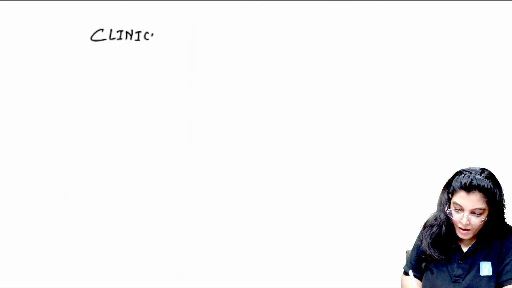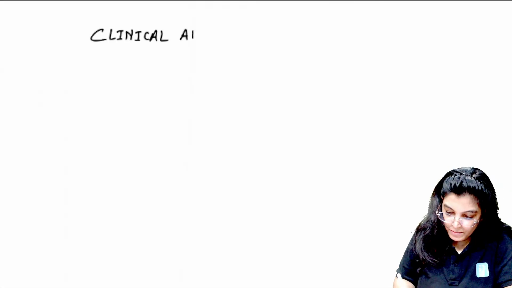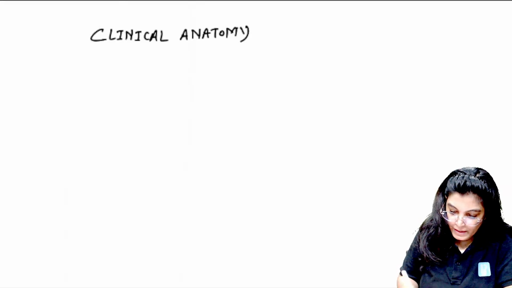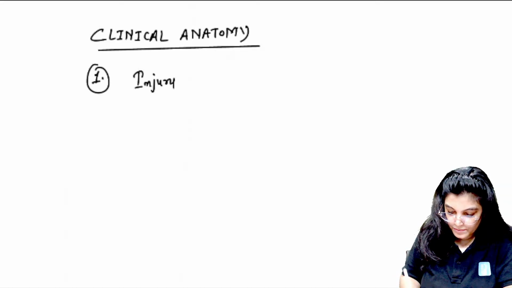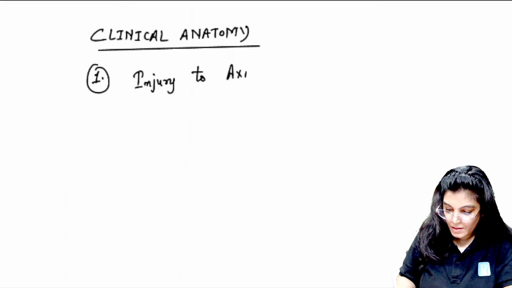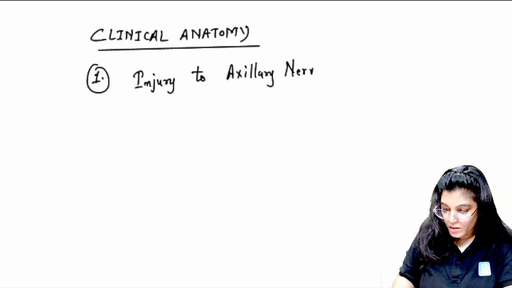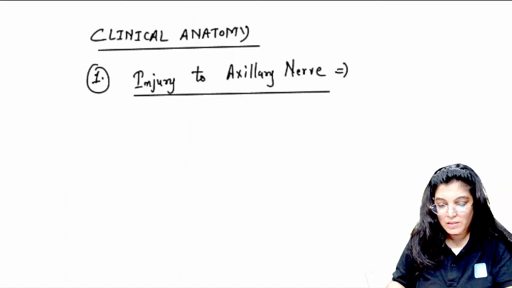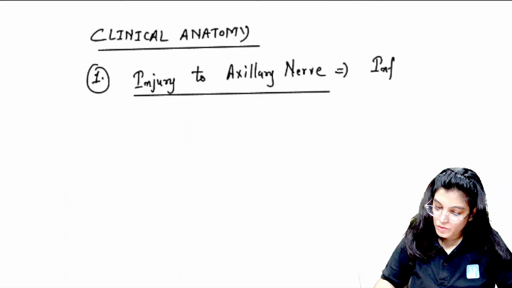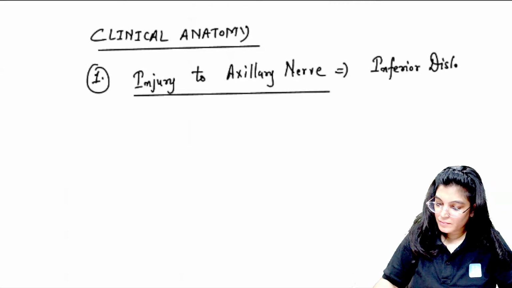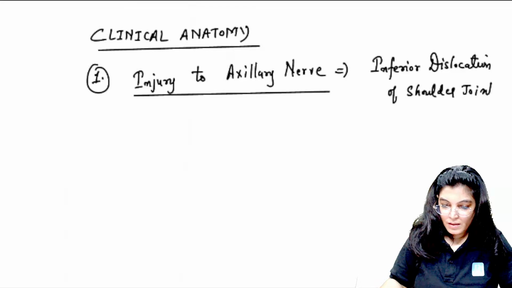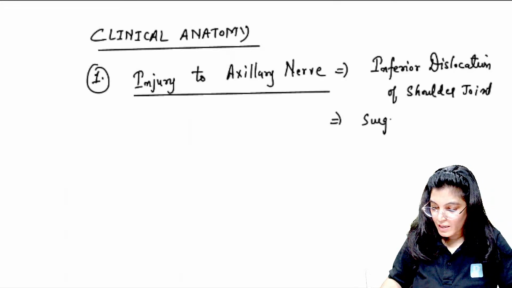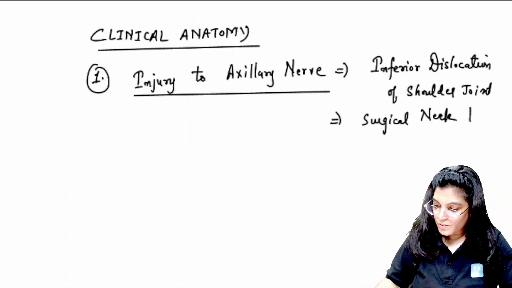So let's talk about clinical anatomy related to axillary nerve. So first one is injury to axillary nerve. If I talk about injury to axillary nerve, it occurs in the inferior dislocation of shoulder joint. Also, it is injured close to the surgical neck of humerus fracture.